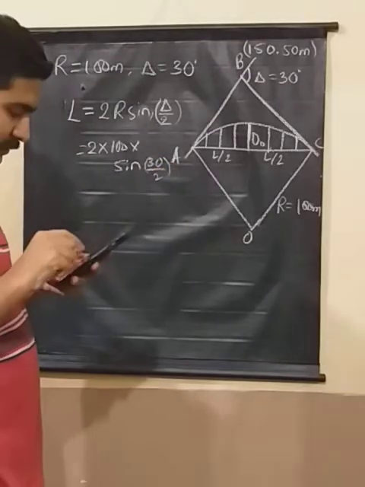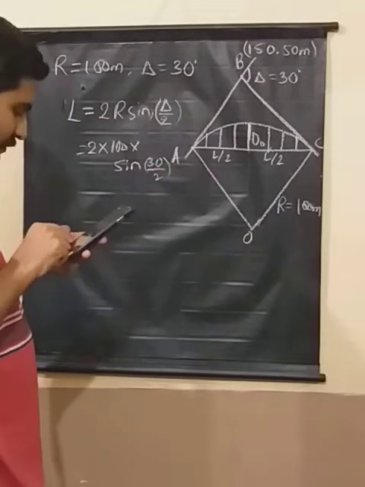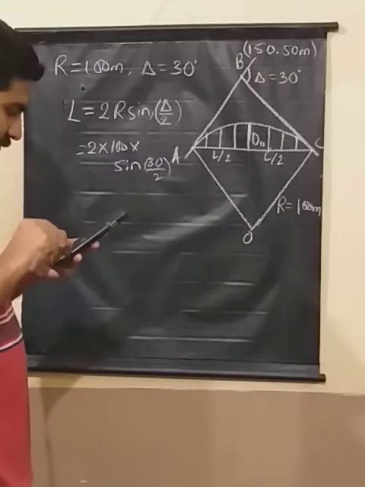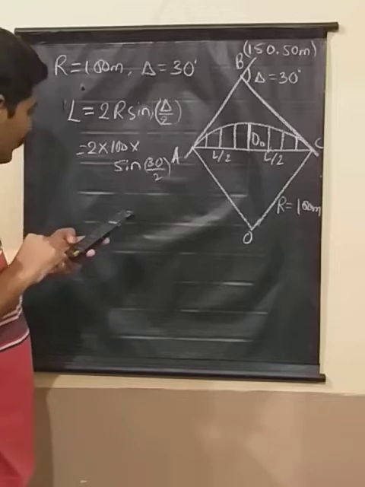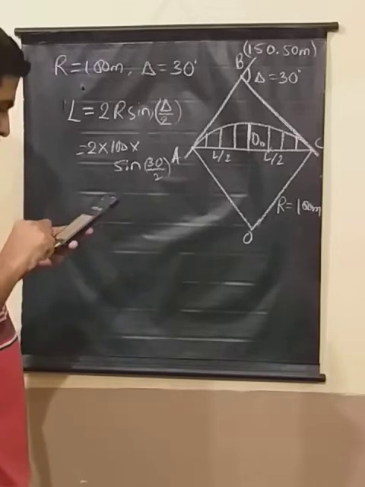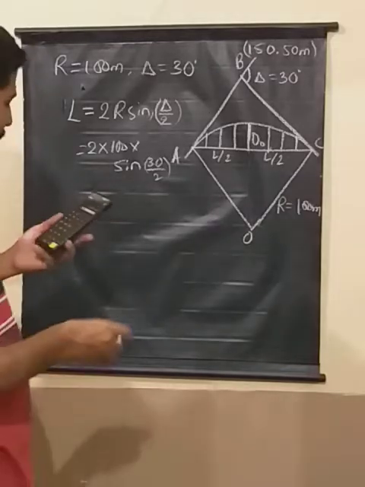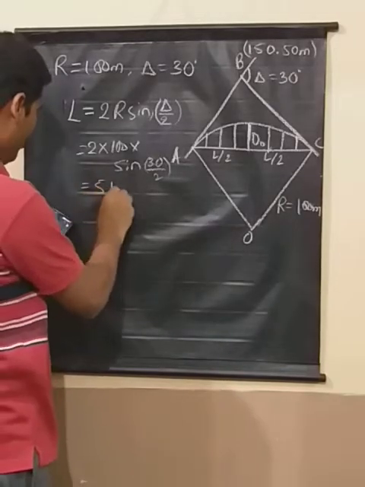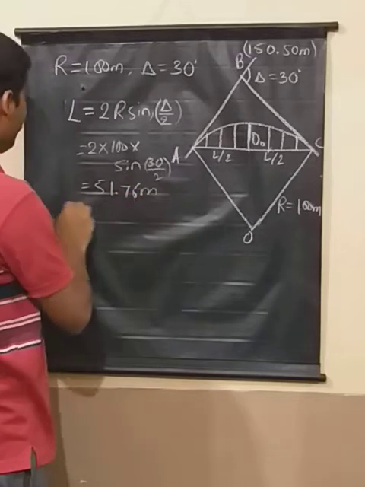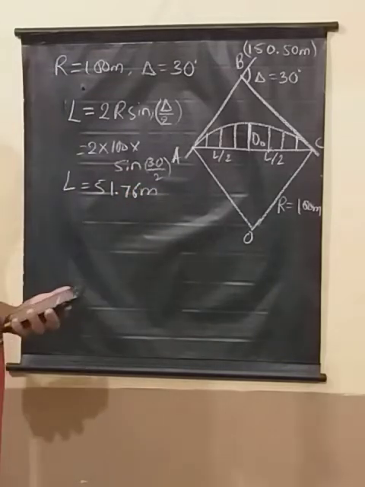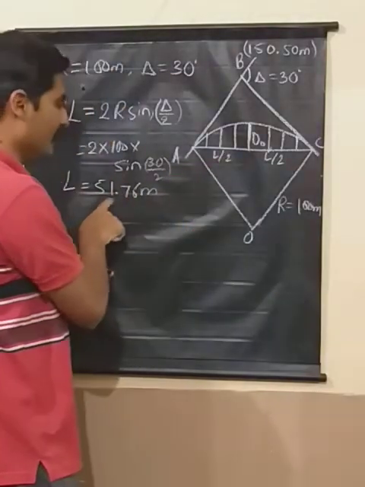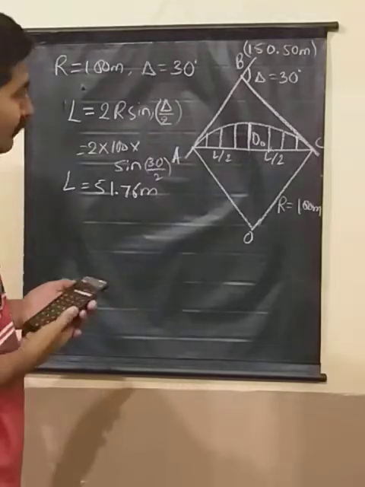Now if I have to calculate this, sine 15 into 2 into 100, that comes around 51.76 meters. So this is the length of long chord. So this length AC is 51.76 meters, right?